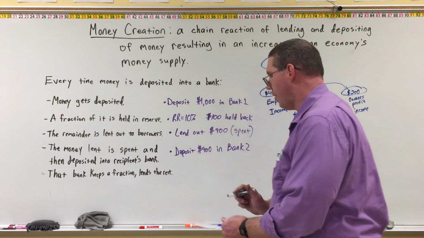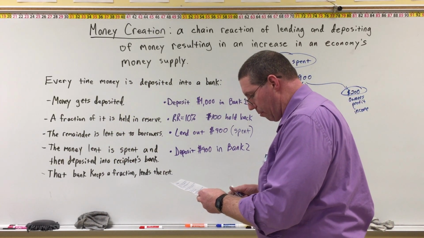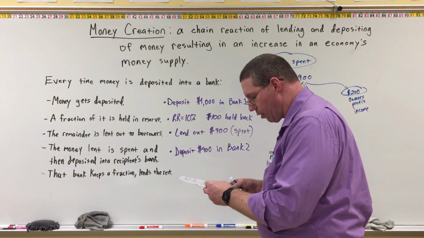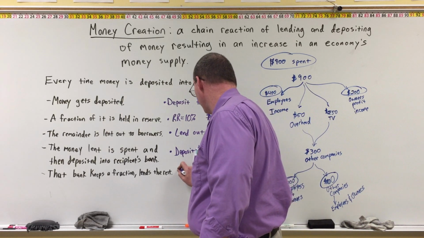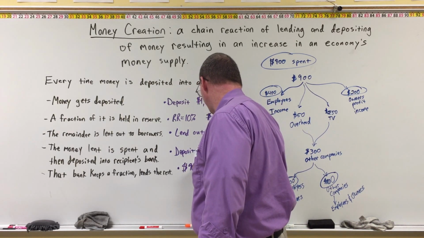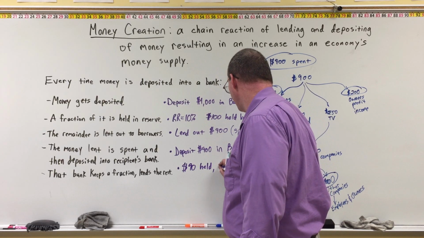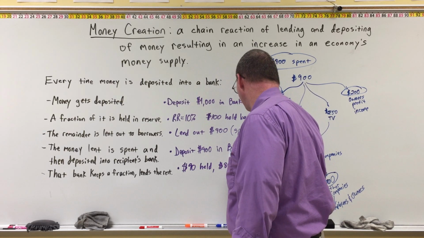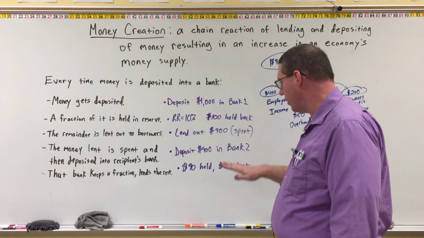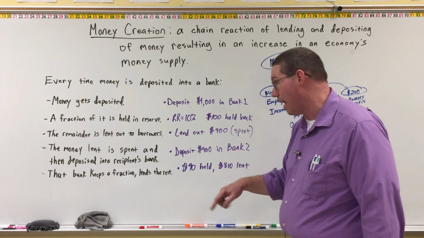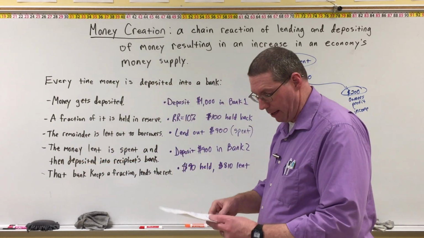Okay? They keep 10% of it, right? And then they're going to lend out 90% of it. So they're going to hold $90 and lend $810. Okay? $90, which is 10% of 900. $90 held, $810 lent. Okay? All right, well, this $810 lent, what's going to happen to it? What's lent is spent. The money lent is spent and then deposited into the recipient's bank, okay?